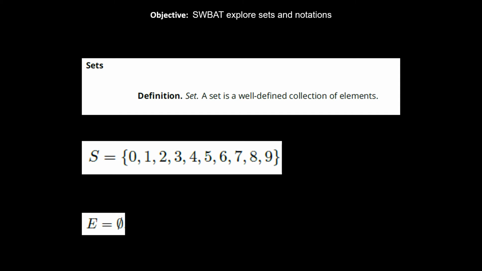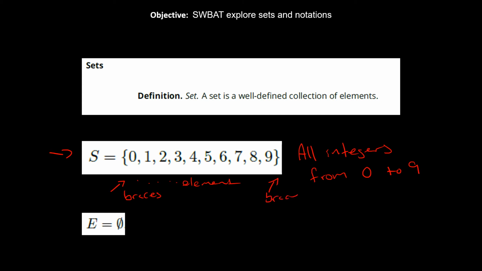A set is a well-defined collection of elements. These are typically represented as numbers. Here below, we see this set. This is the set of all integers from 0 to 9. And we indicate these sets by first starting off with braces. We then have each element that goes in, and we end it with a brace.